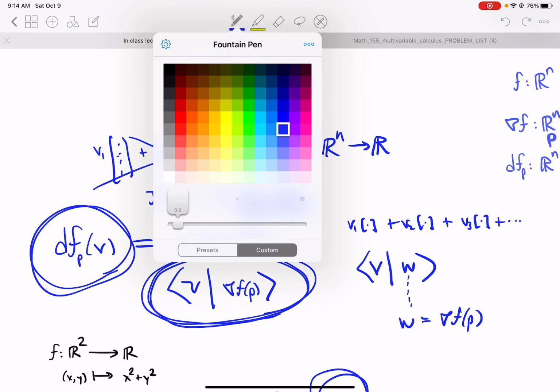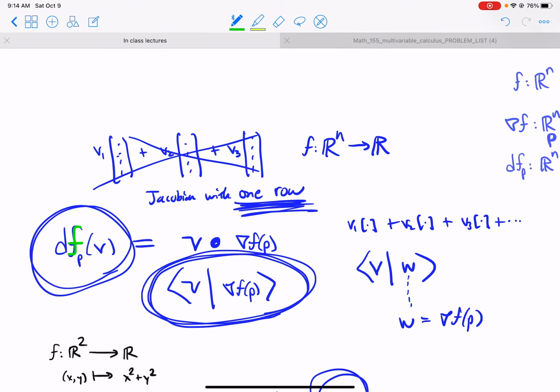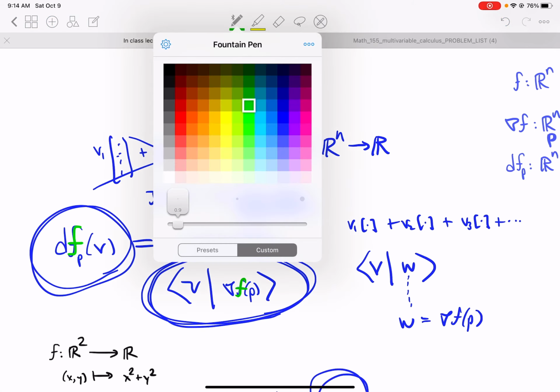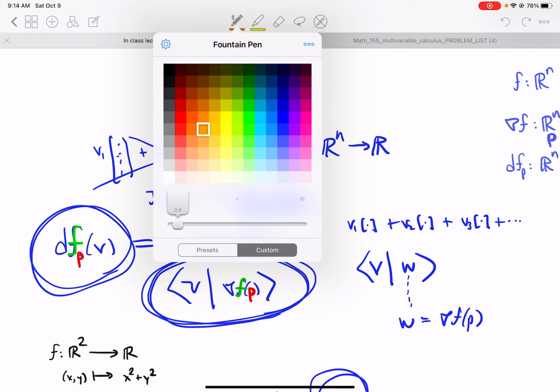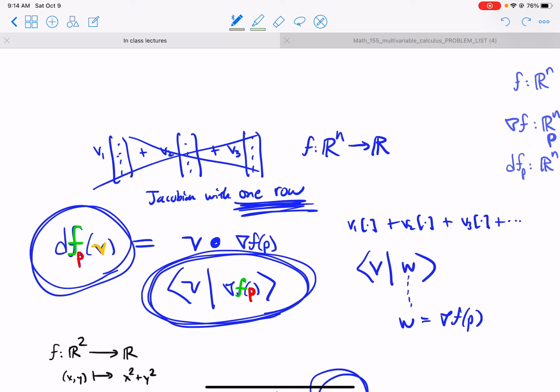And so you see that each part plays a role. Here's f, and here's P. That means we need to evaluate the gradient vector field at P to get a vector out. Now this is a vector. And our movement still plays a role. It's the dot product with the gradient.